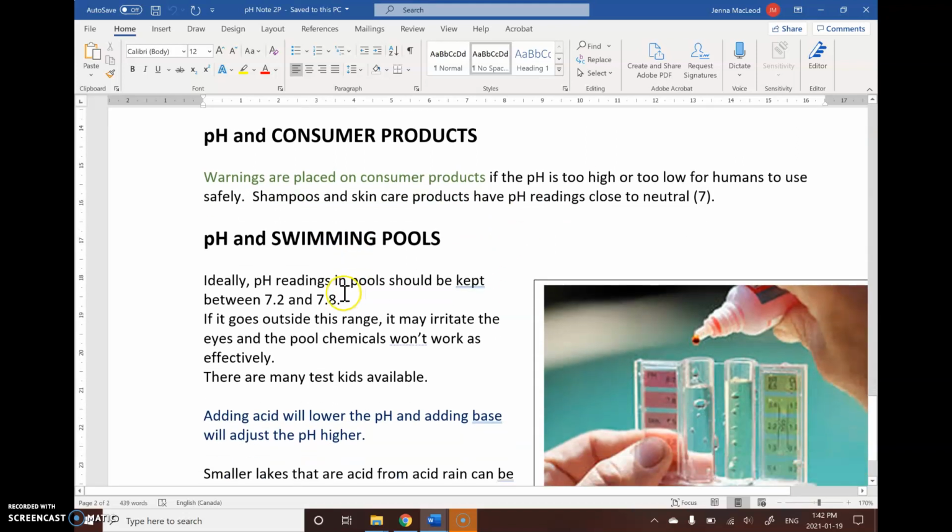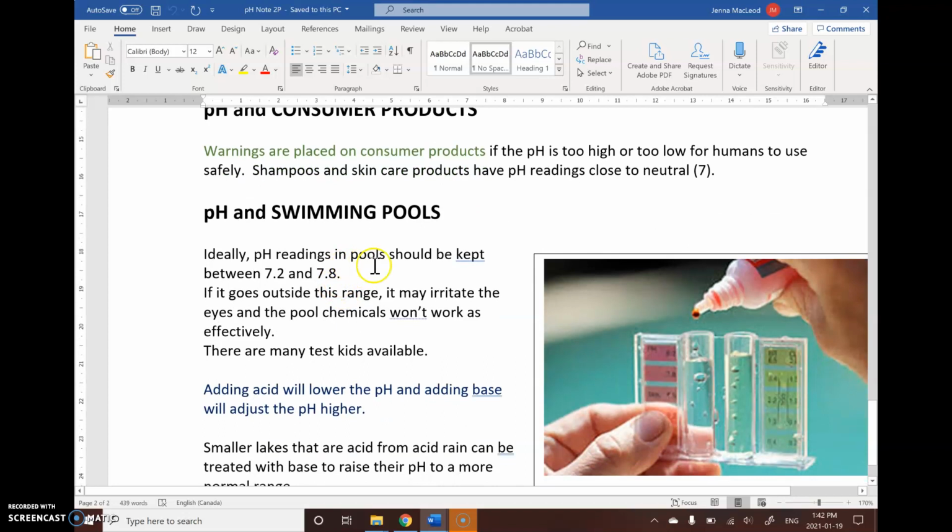Now, pH in swimming pools. Ideally, readings in pools should be kept between 7.2 and 7.8, just slightly basic. If it goes out of this range, it may irritate the eyes, the pool chemicals won't work as effectively, and there are many kinds of test kits available for pH.